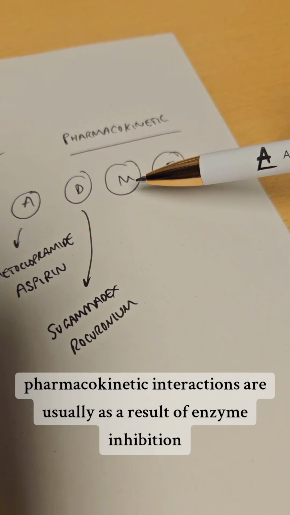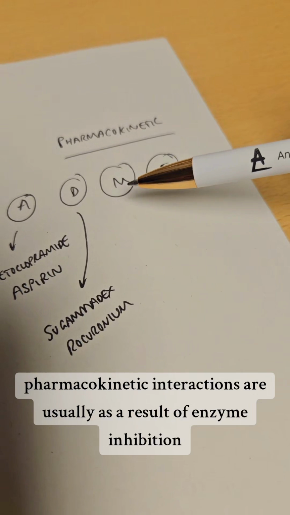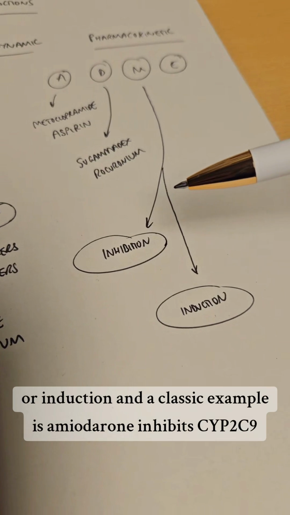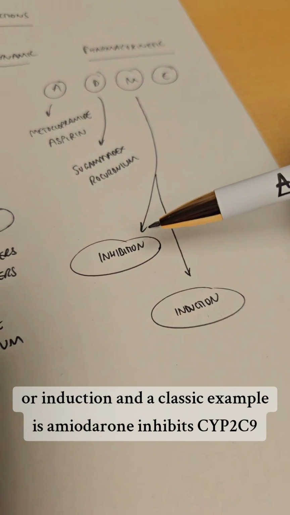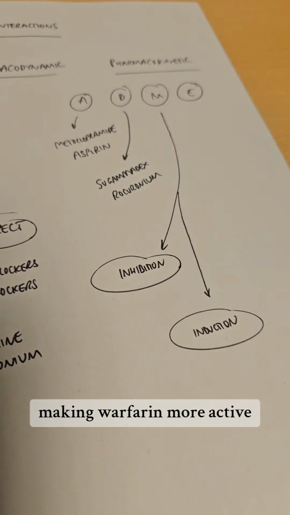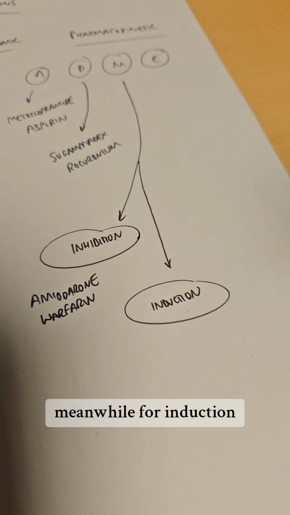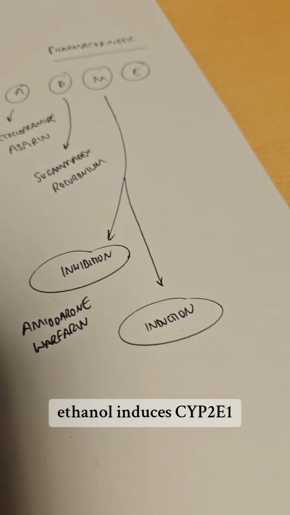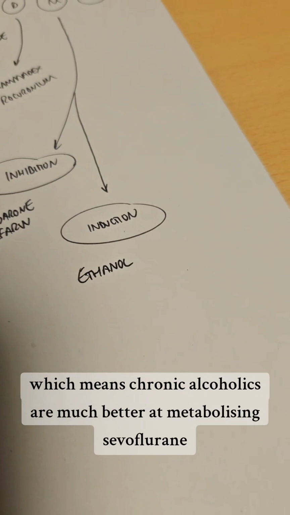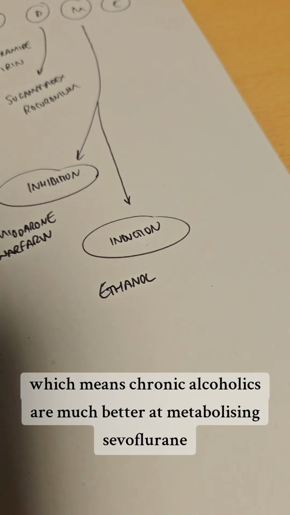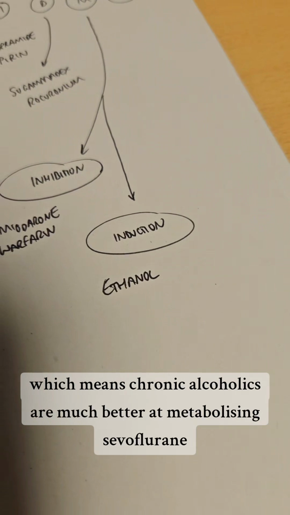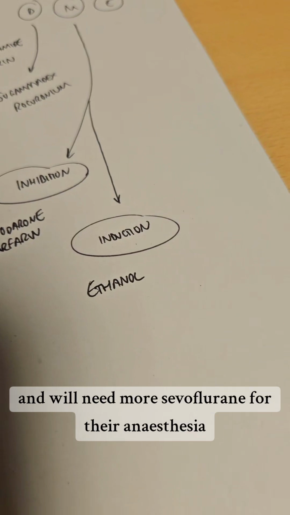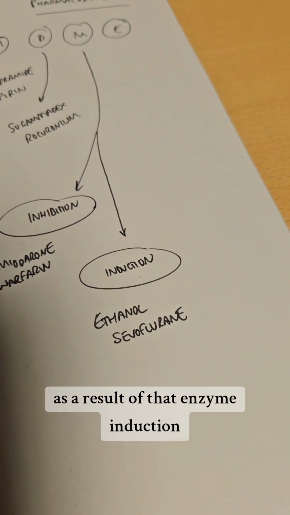Metabolism pharmacokinetic interactions are usually as a result of enzyme inhibition or induction, and a classic example is amiodarone inhibits CYP2C9, making warfarin more active. Meanwhile, for induction, ethanol induces CYP2E1, which means chronic alcoholics are much better at metabolizing sevoflurane and will need more sevoflurane for their anesthesia as a result of that enzyme induction.